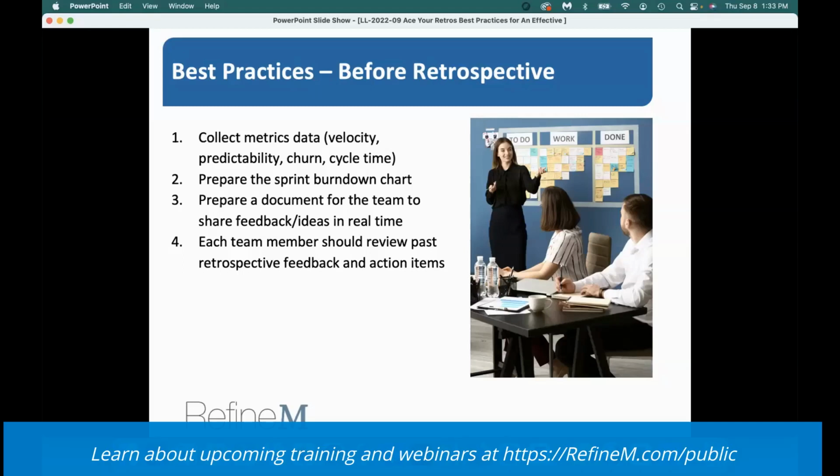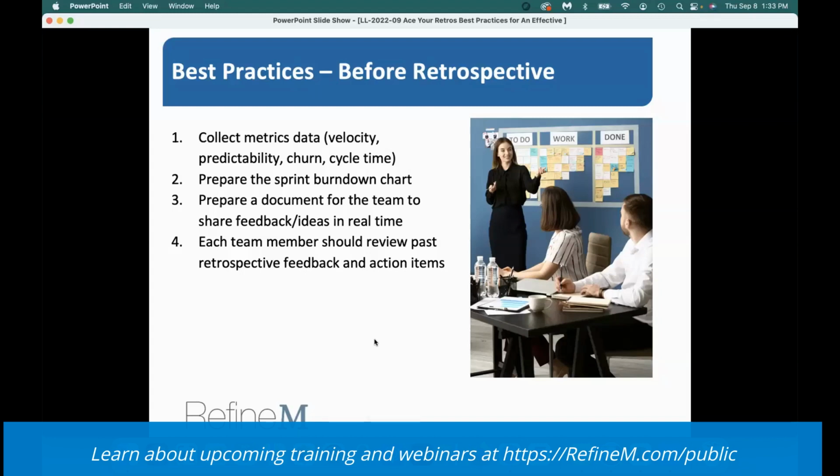So those are the 2 best practices to get ready for retrospectives. I don't know how many of you are doing all 4 of these, or maybe some of these. Many times teams don't do any of this. They go into that retrospective totally unprepared, on the fly. Okay, all right.